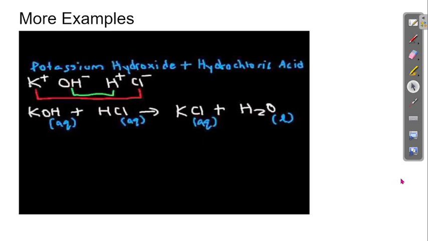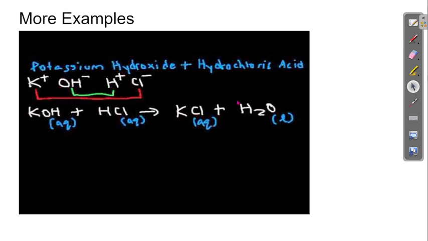More examples. Potassium hydroxide. So here you have your potassium and your hydroxide. They broke them down into the ions. Combining with hydrochloric acid, here you go. The hydrogen of the acid will combine with the hydroxyl ion. Those two create what? Create water.